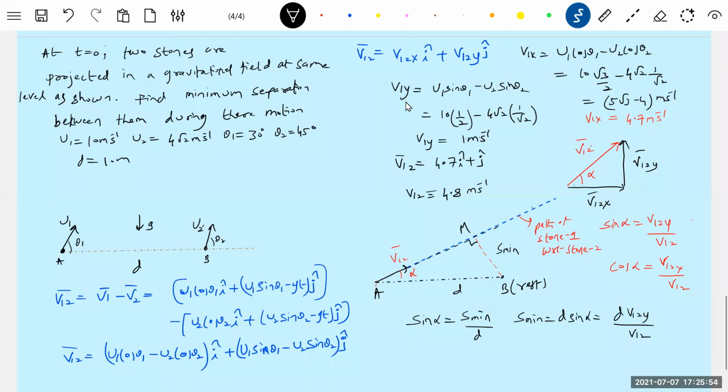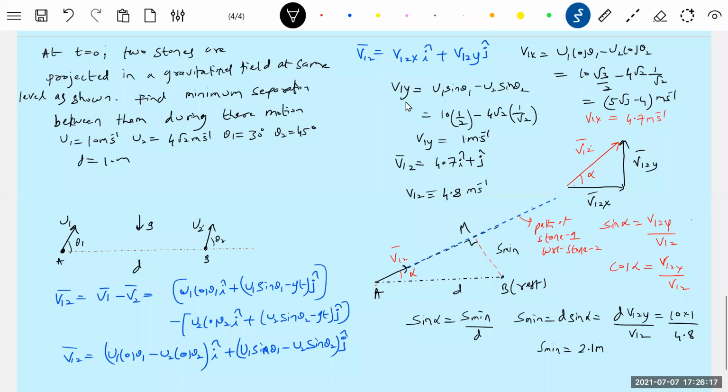Substitute: we know v1 and v2, and substituting all that we will get the required answer. This will be 10 and 2.08. v12 is 4.8. 2.08, I'll make it. There's a minimum separation between them. Yes, sir.